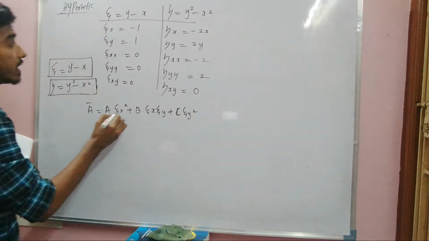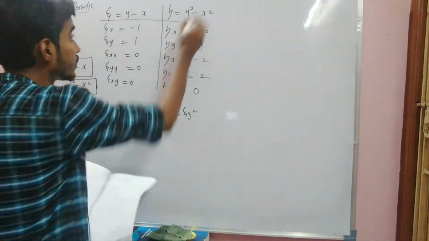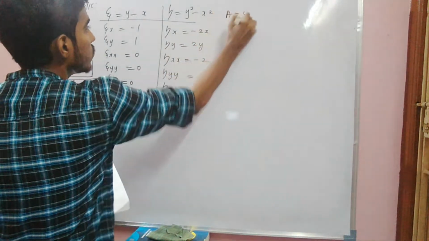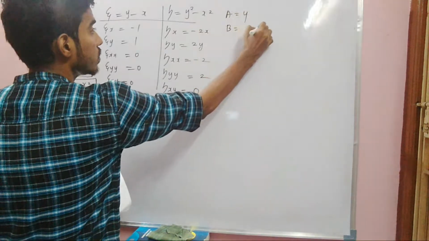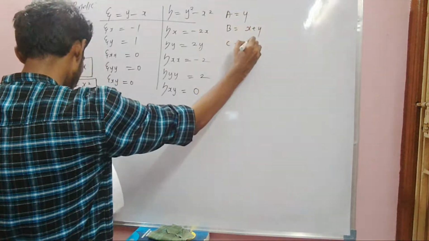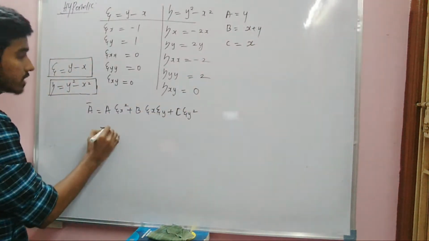So what is our a? In the question we have a to be equal to y, b to be equal to x plus y, and c to be equal to x. Now we substitute here. What is our A?